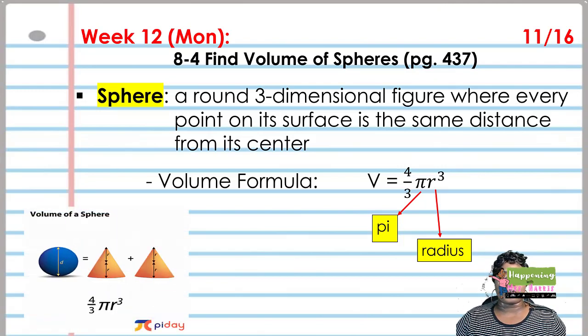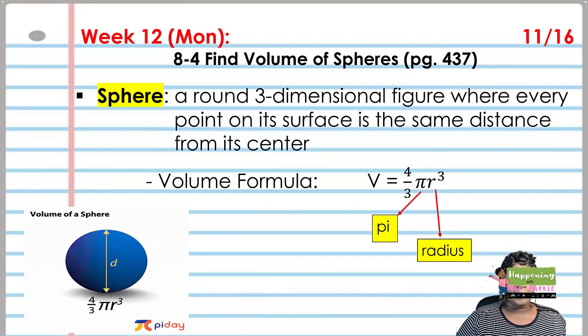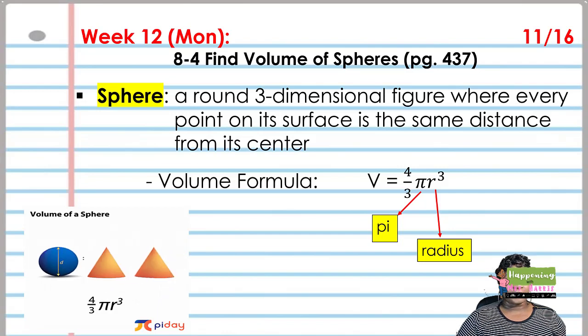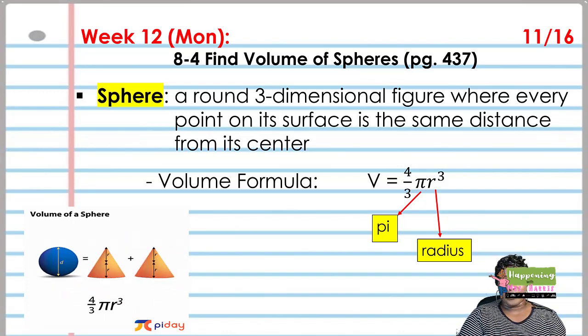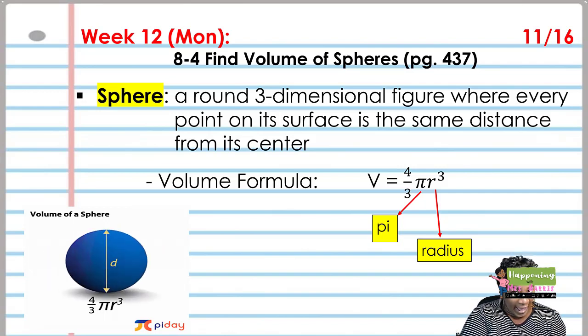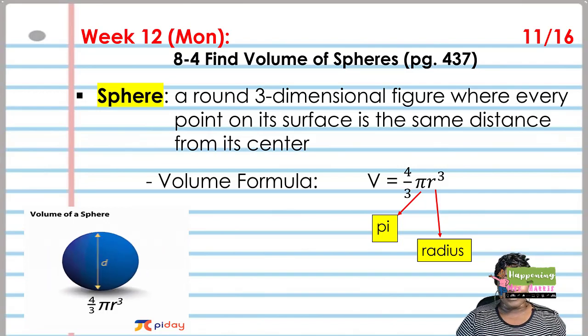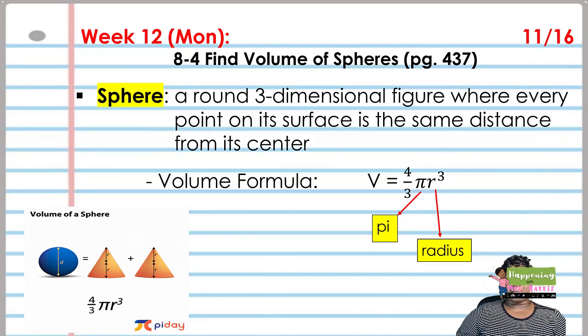In the lower left corner of the screen, you're going to find a demonstration that explains how the volume of a sphere relates to the volume of a cone. It could be determined that it takes the volume of 2 cones to completely fill the volume of a sphere, as long as both shapes have the same radius and the same height.